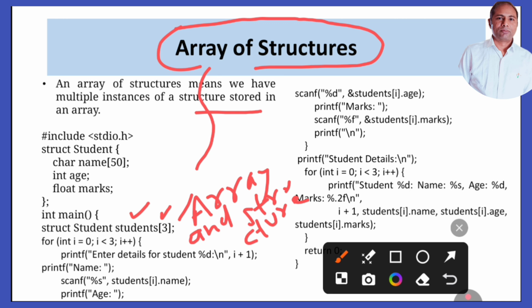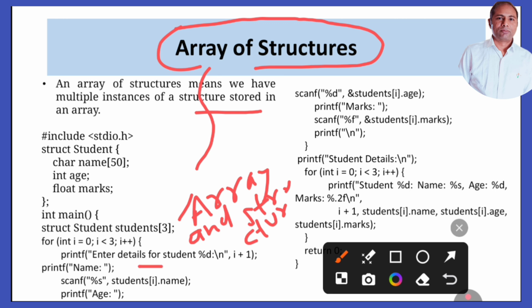Then what can we use? We use the for loop, since an array is there. So we will be using the for loop here. Since there are three students, we use the for loop from 0 to i less than 3. So we will ask the user to enter the details of the student.